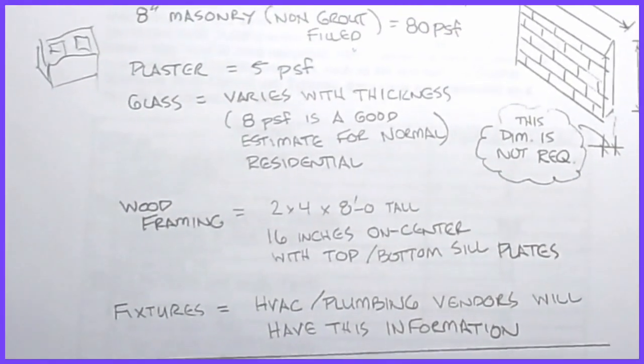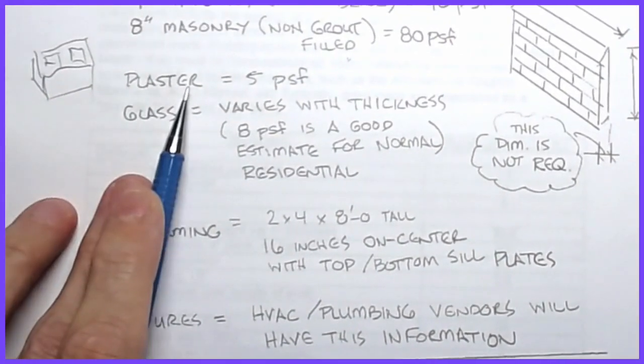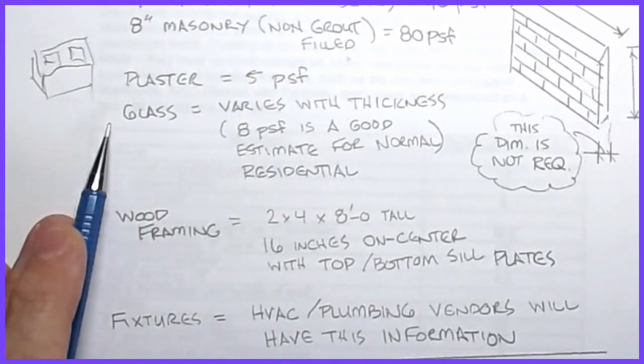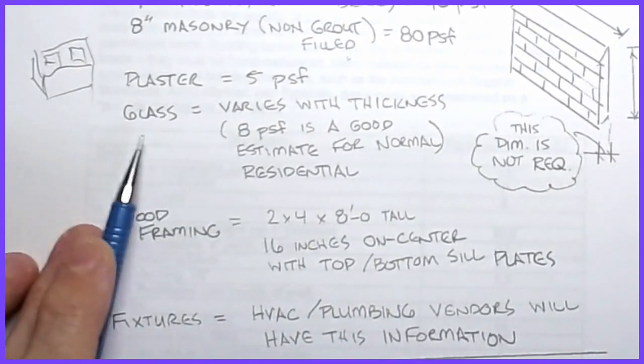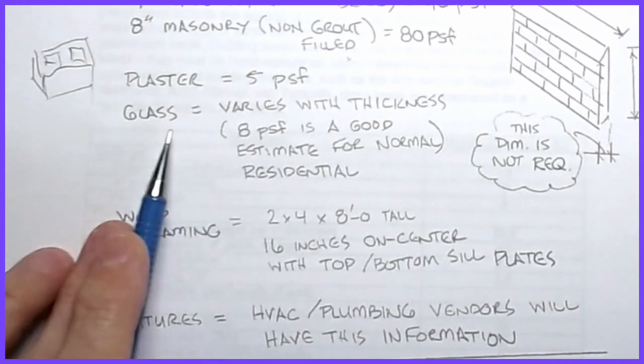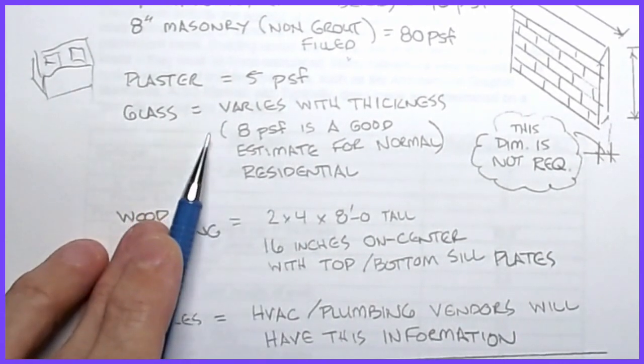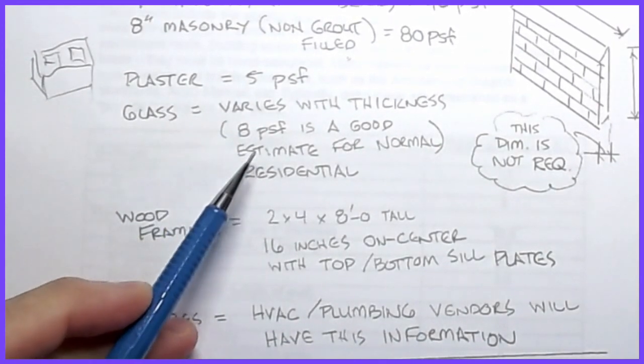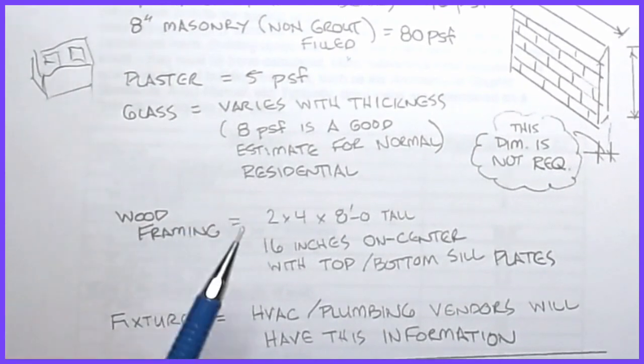Other common construction materials, things like plaster, are assumed to be, for a nominal thickness, 5 pounds per square foot. Glass, as an estimate for residential construction, will vary with the thickness, and glass can get quite heavy, but for normal windows in, say, your house or a commercial building, 8 pounds per square foot is generally a pretty good first estimate to get you going.